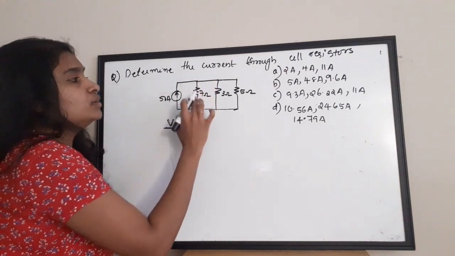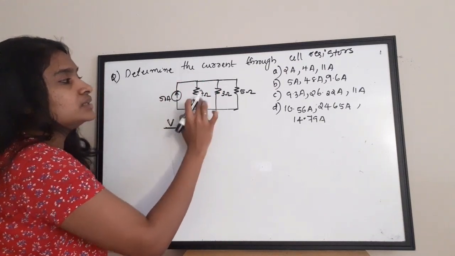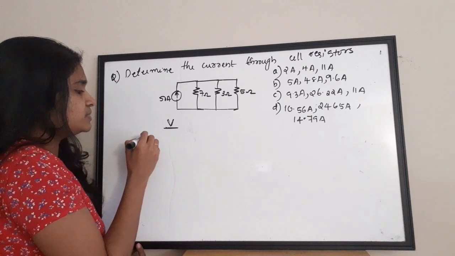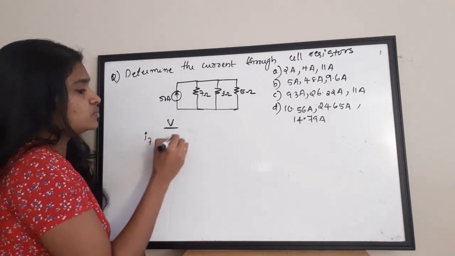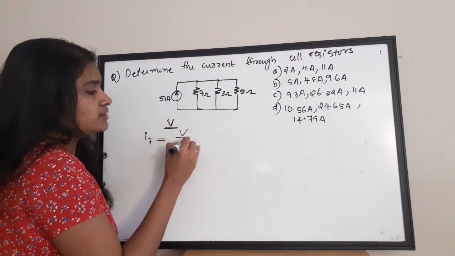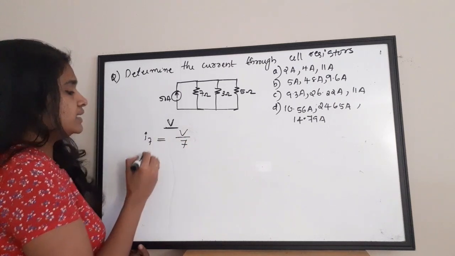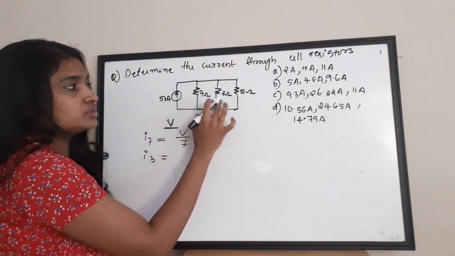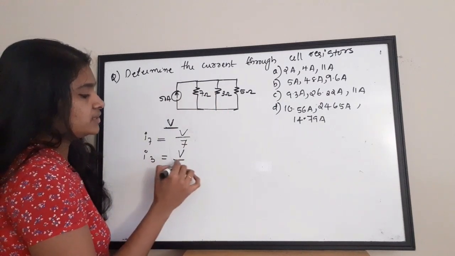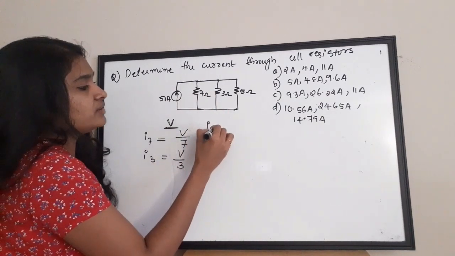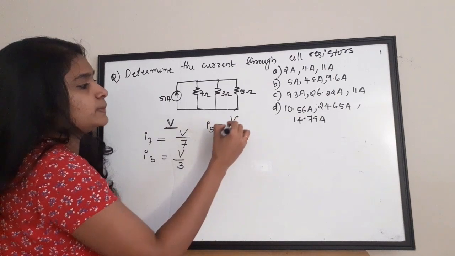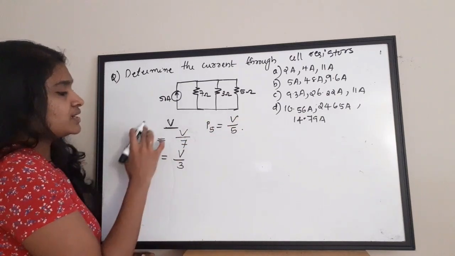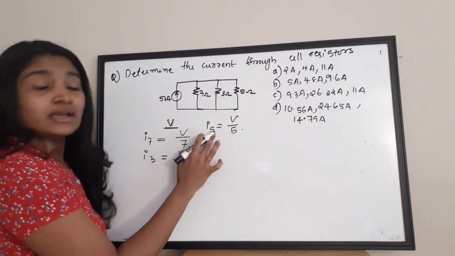And the current flowing through the 7 ohm, let it be I7. I7 is equal to voltage by resistor value, which is V by 7. Again, I3, the current flowing through 3 ohm, is V by 3. Again, for 5 ohm, I5 is equal to V by 5. Right, so the currents are I7, I3 and I5.